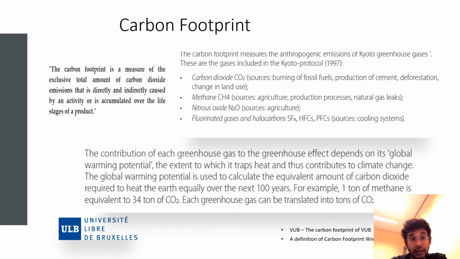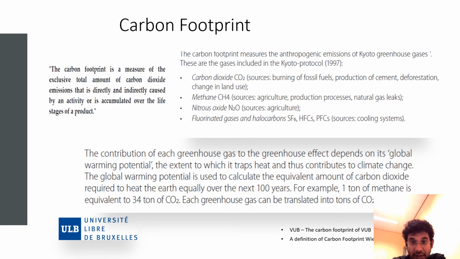So coming to the carbon footprint, this is one of the famous footprints, and I think you could have seen it also in other lectures, so I would keep it brief. It is a measure of the exclusive total amount of carbon dioxide emissions that is both directly and indirectly related to the products or an activity, as we saw with the other footprints as well. According to the Kyoto Protocol, you don't have to take into account only the carbon dioxide, but also the other gases which have a global warming potential, such as methane, nitrous oxides, and fluorinated gases. So the way it is measured is using the CO2 equivalence.